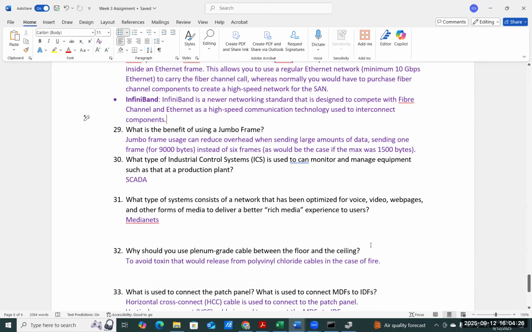And then 30 for industrial system. I know some of you would be hearing this again in 27 in another class. But industrial systems control, monitor, and manage equipment such as production plants, air conditioning systems across the span.